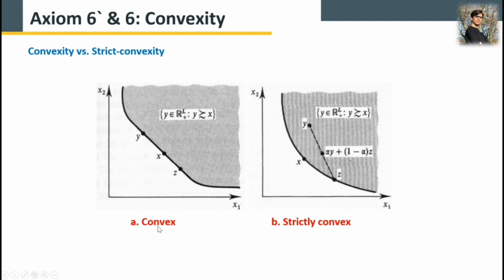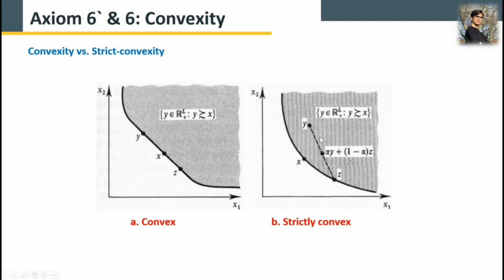Because in panel A, you can see in this area, this graph is almost linear. Although overall it's convex to the origin of this plane, this area is not strictly convex. It's almost similar to a linear line, on which we have the points y, x, and z. But this set, the panel B, is strictly convex.